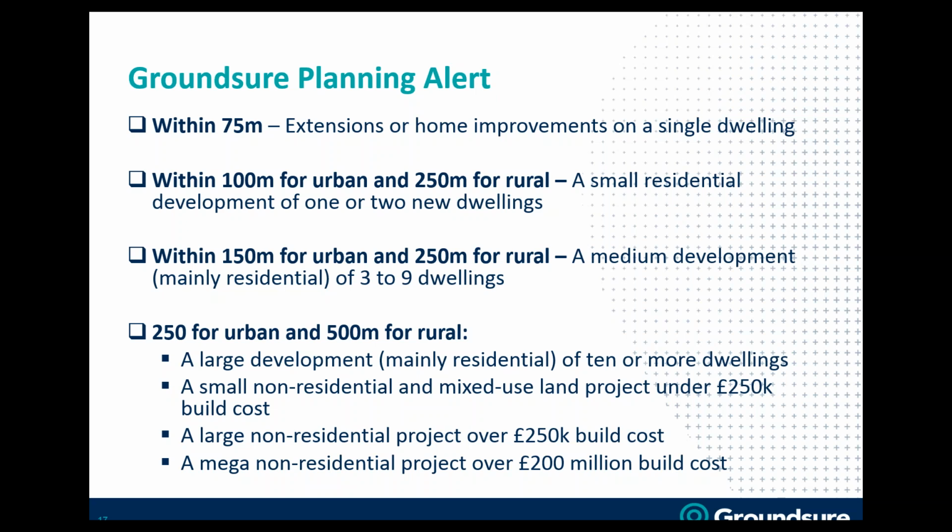Within 150 meters for urban and 250 meters for rural, a medium development, mainly residential, of 3 to 9 dwellings. And 250 for urban and 500 meters for rural for a large development, mainly residential, of 10 or more dwellings, a small non-residential and mixed-use land project under £250,000 build cost, a large non-residential project over £250,000 build cost, and a mega non-residential project over £200 million build cost.